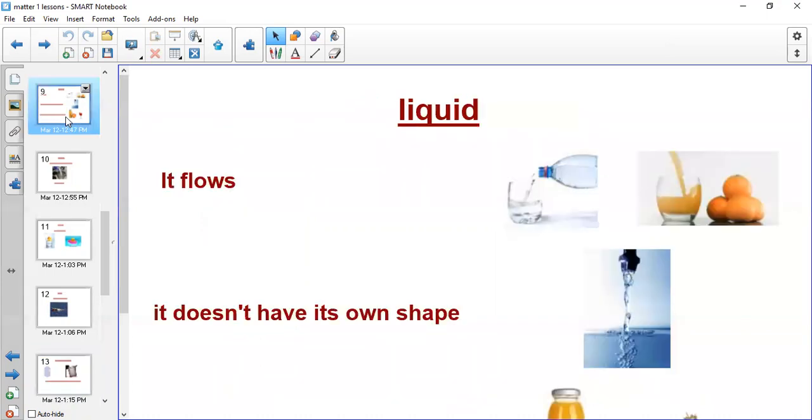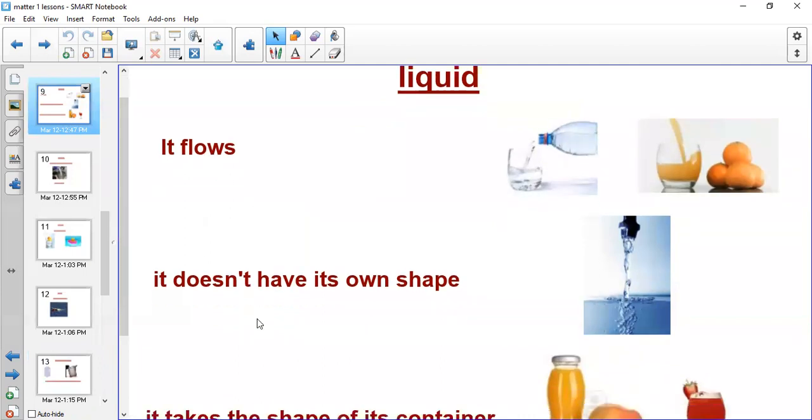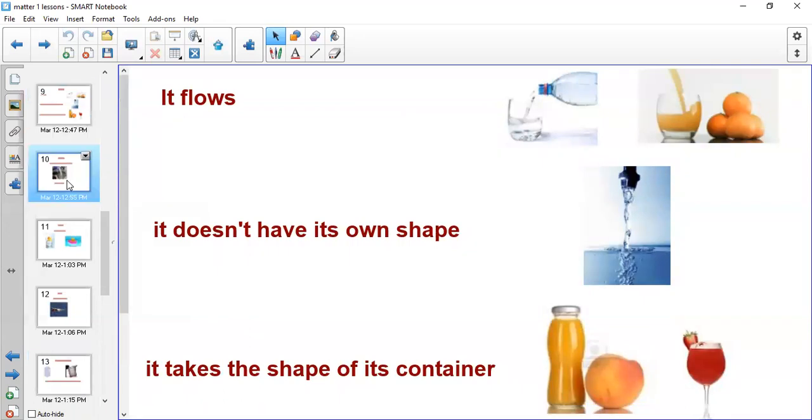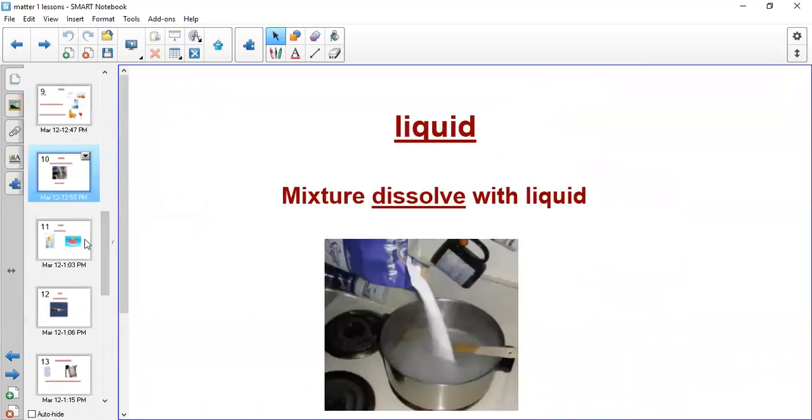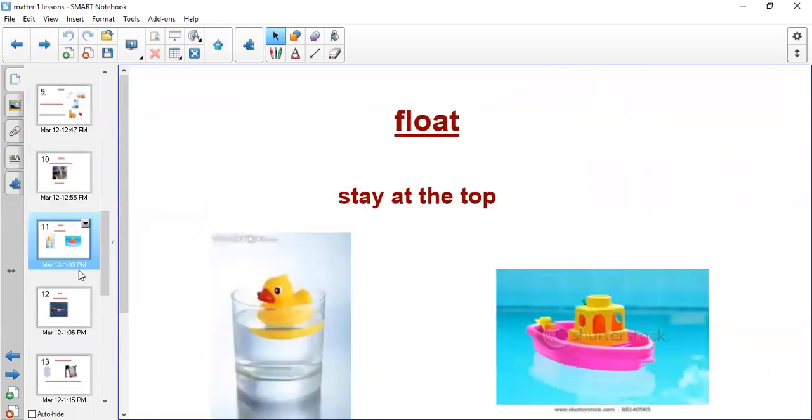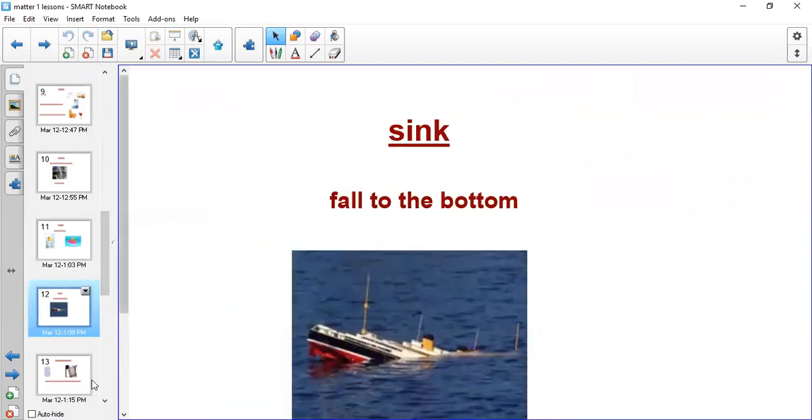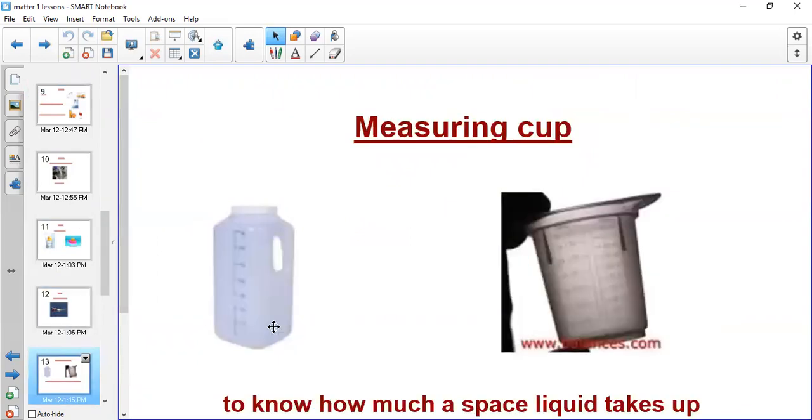So again, liquid flows, liquid has no shape, and it takes the shape of its container. Dissolve, disappear. Float, up. Sink, down. Measuring cup, it's used to know how much space liquid takes up.